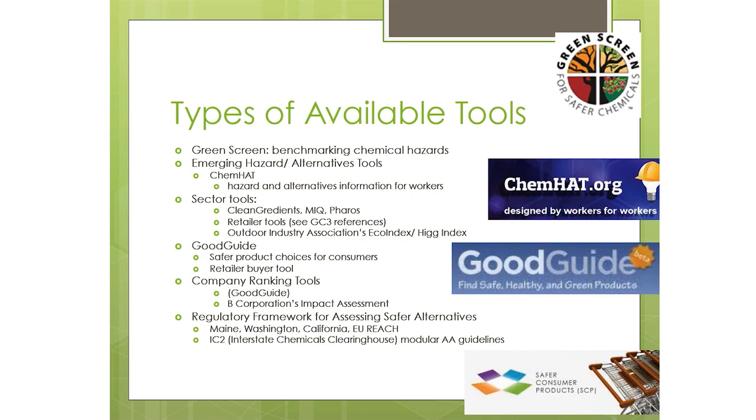GC3 has pulled together a number of retailer tools in a retailer portal, so go to the GC3 website to find that. And then there are sectors such as the Outdoor Industry Association and the Sustainable Apparel Coalition that are working on getting more information on chemicals in the supply chain for the textile industry. For the consumer level, another tool that I helped build was goodguide.com, which ranks products and companies on health and environmental and social criteria, all publicly available data, but assembled in an easy-to-read fashion. GoodGuide also has a retailer buyer tool. There are also some proprietary tools for chemical hazard assessment, Cyvera, Greenworks, and others.